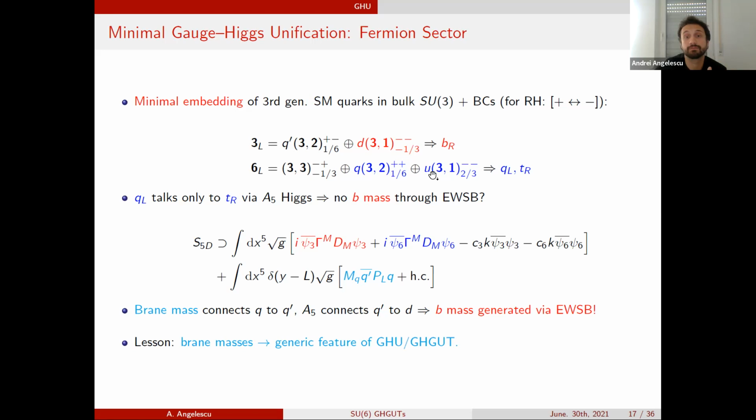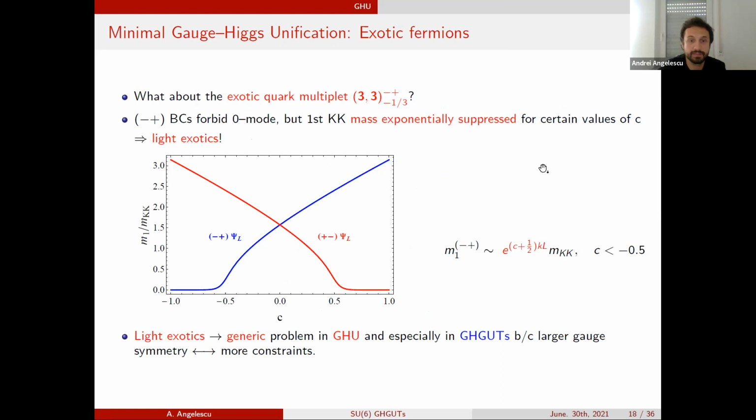One is very constrained because, on the one hand, you want to reproduce the fermion masses of the standard model, and at the same time you don't want these light exotics, which have not been observed at the LHC, for example. So that's a problem of these models, especially in Gauge-Higgs Grand Unified Theories. Because there you have a larger gauge group, you have more exotic fermions to which you have to assign mixed boundary conditions, and then the C parameters, the bulk mass parameters, are constrained. There are many constraints, so let's put it that way, and not much space to breathe.